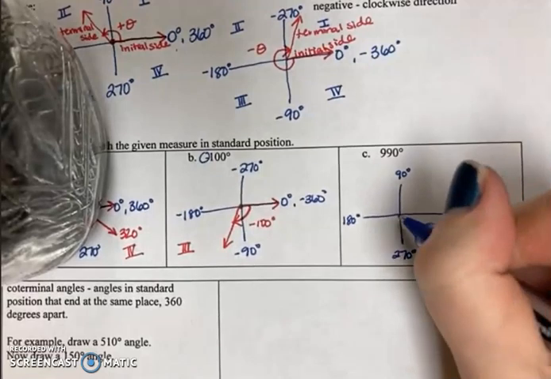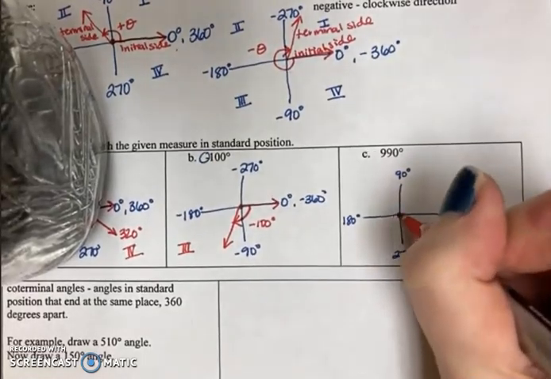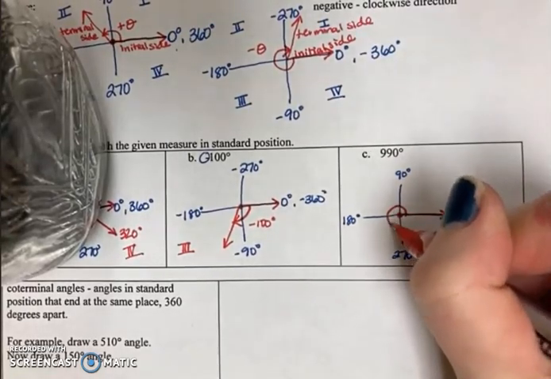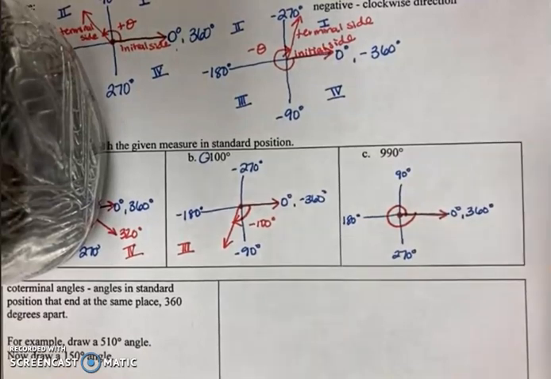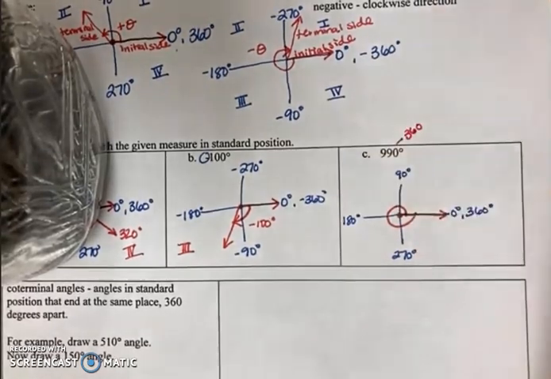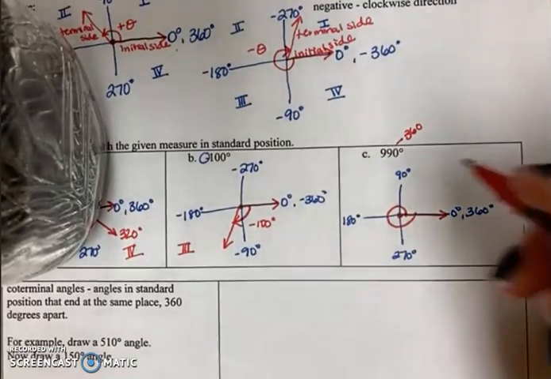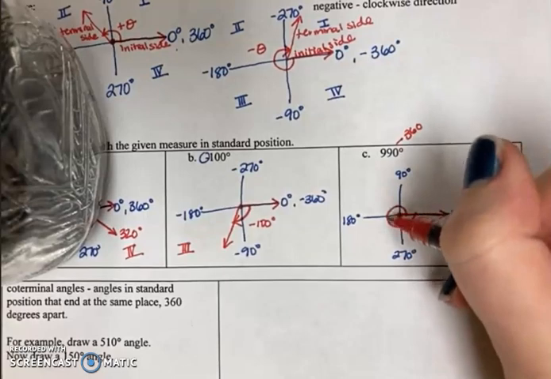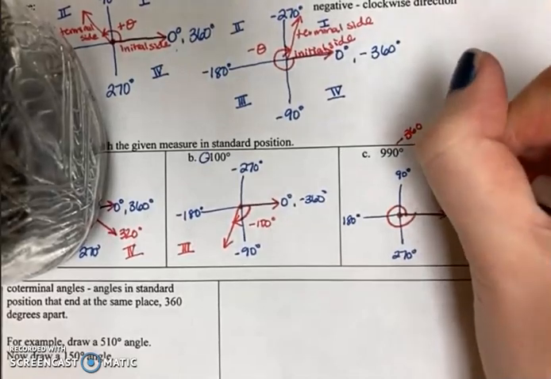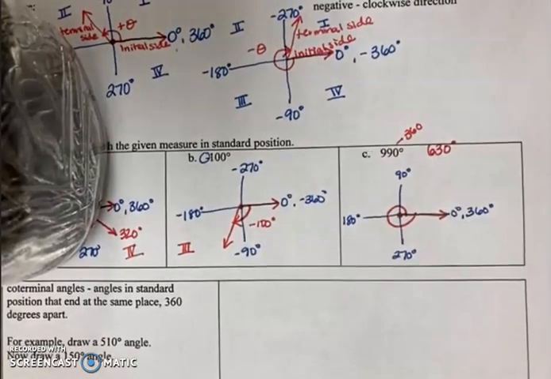So if I start at 0, that's my initial side, I could do a full rotation of 360 and still not reach 990. So I'm going to subtract 360 from 990, meaning that after one full rotation, after 360 degrees, I have to go another 630 degrees. Again, I got this just by subtracting 360, which again is bigger than 360.